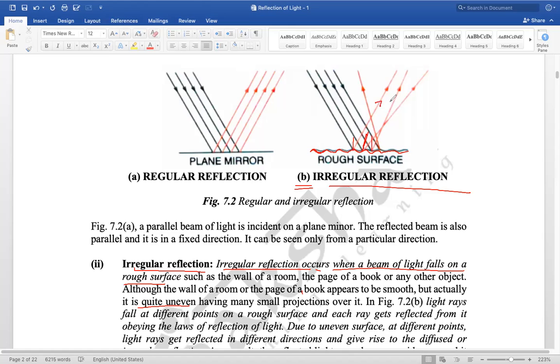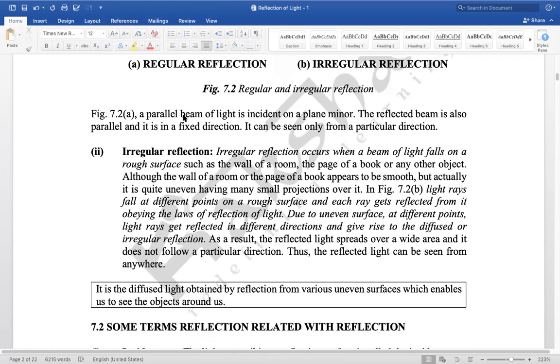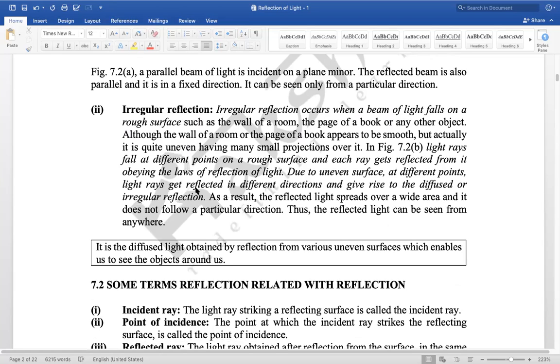तो उसकी वजह से जो रिफ्लेक्टेड लाइट होगा ना, that will also be in different directions, that will not be parallel as in the case of regular reflection. So due to uneven surface at different points light gets reflected in different directions and gives rise to the diffused or irregular reflection. As a result, the reflected light spreads over a wide area and it does not follow a particular direction. So, जो reflected light होगा, that will be distributed in the wide area.